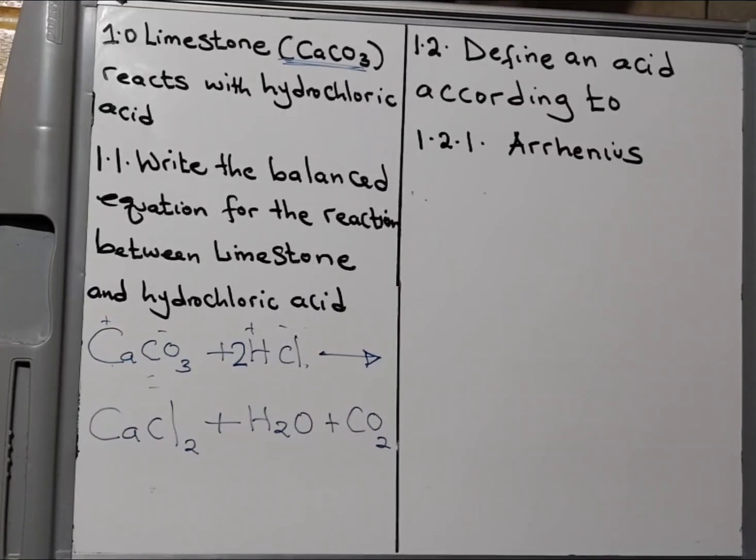Then comes this question. It says define an acid according to Arrhenius. So what does Arrhenius say an acid is? Arrhenius theory says that an acid is a substance which produces hydronium ions when it reacts with water or when in solution. And that's the statement for an acid.